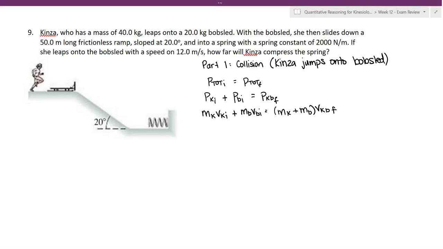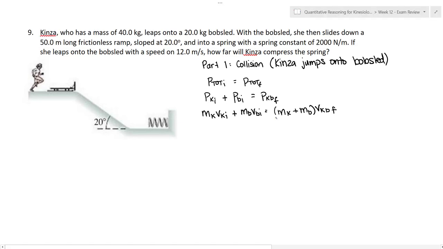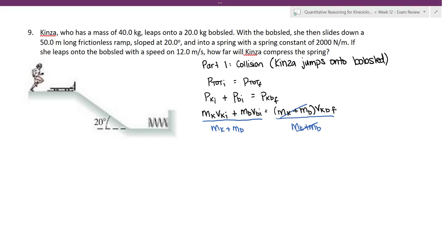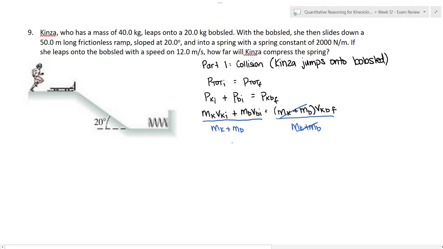We're going to divide both sides by the mass of Kinza plus mass of bobsled so that they can cancel out. And so we're left with the velocity of Kinza and the bobsled together, final, is equal to mass of Kinza, velocity of Kinza initial, plus mass of the bobsled, velocity of the bobsled initial, over their two masses combined. This should say bobsled here.